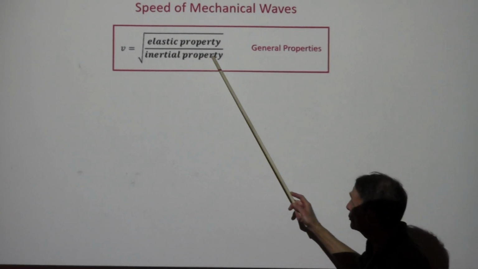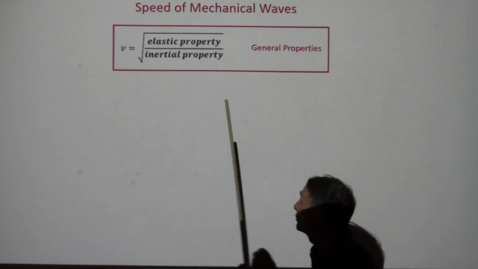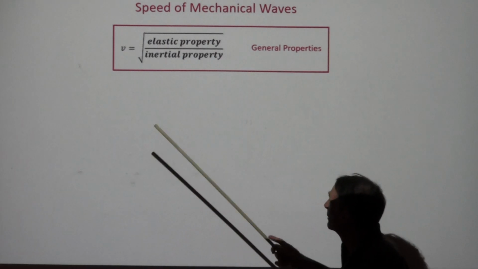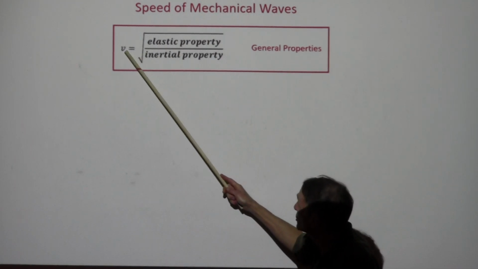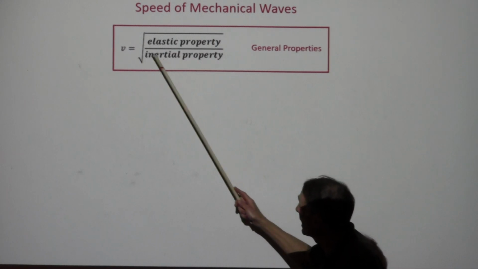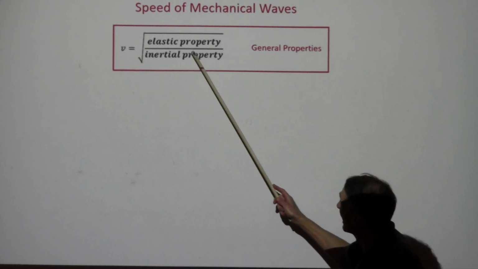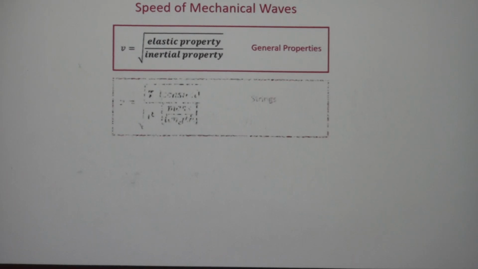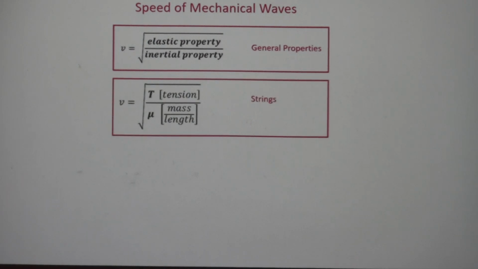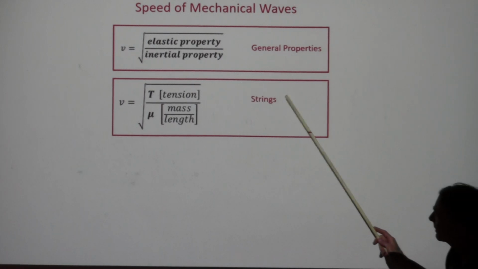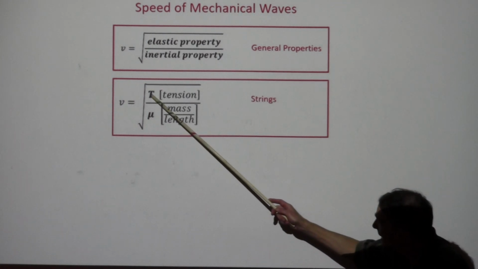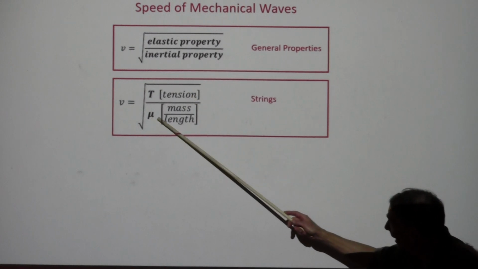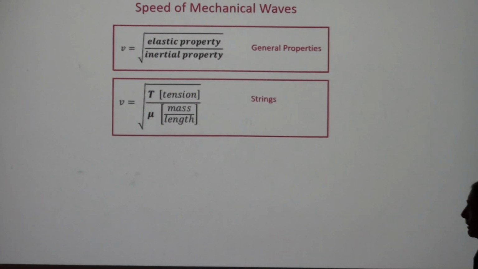There's also an inertial property. That's the mass that's difficult to get to move. The larger that mass, the smaller the velocity. The smaller that mass, the faster the velocity. So again, with these two basic properties, you can maybe even guess what the speed will be. We just looked at the idea of strings. Again, the tension would typically be in newtons, and then this is going to be mass per length, or mass per meter if we're using SI units.